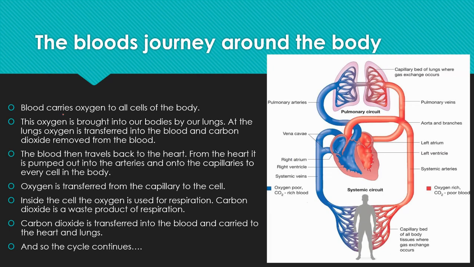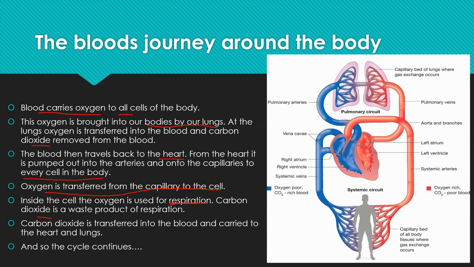So just to review that, the blood carries oxygen to all of our cells. The oxygen is brought into our bodies by our lungs, and carbon dioxide is removed. Then it travels back to the heart. From the heart it is pumped out into the arteries and onto the capillaries to every cell in the body. Oxygen is transferred from the capillary to the cell. Inside that cell, a very important process called respiration occurs and makes carbon dioxide. The carbon dioxide is transferred into the blood and carried back out to the heart and lungs, and that cycle continues.